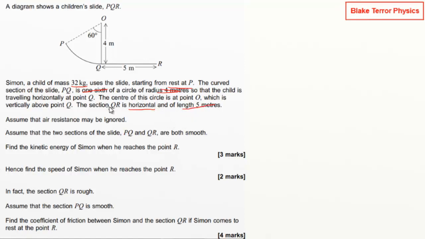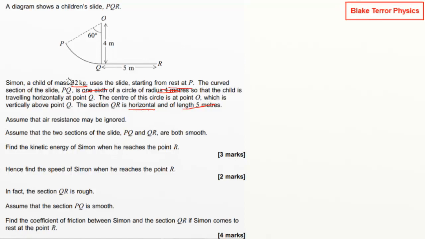Right, so we've got a few new bits of information. Assume that air resistance may be ignored. Okay, yeah, we always do. And assume that the two sections of the slide, PQ and QR, are both smooth. Okay, find the kinetic energy of Simon when he reaches the point R, and hence find the speed at point R.